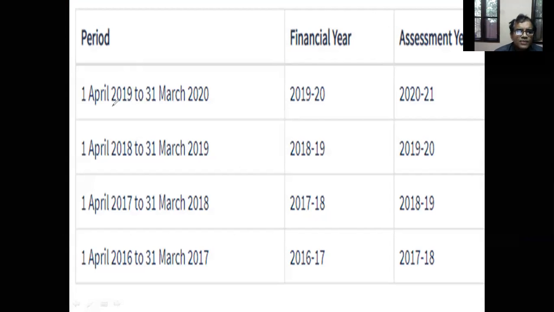See, from 1st April 2019 to 31st March 2020, the financial year is 2019-20. Its assessment year is 2020-21. Means 2020-21 is 1/4/2020 to 31/3/2021.